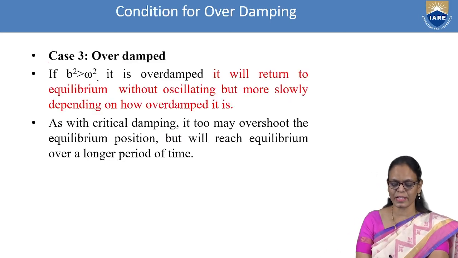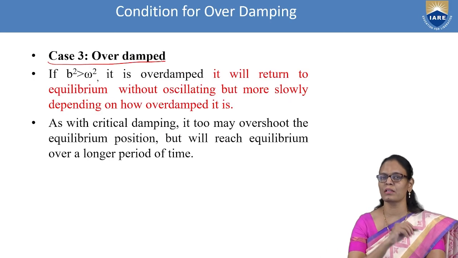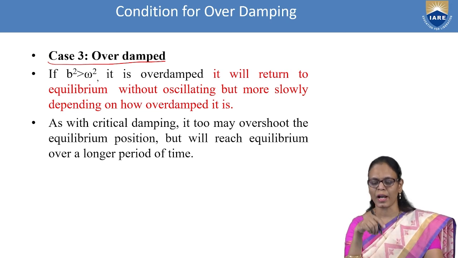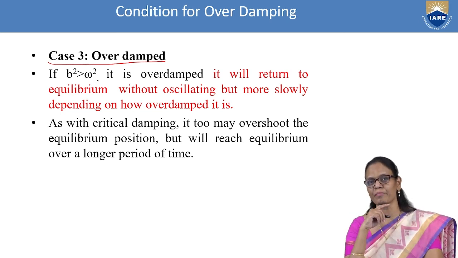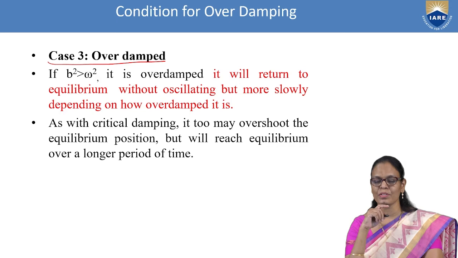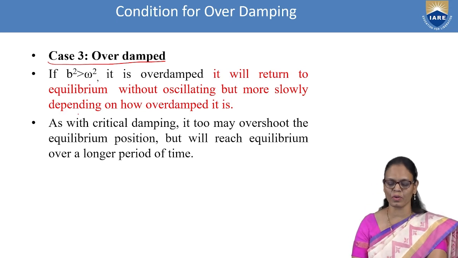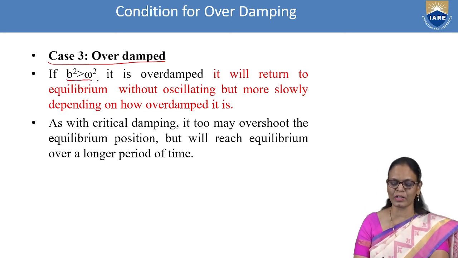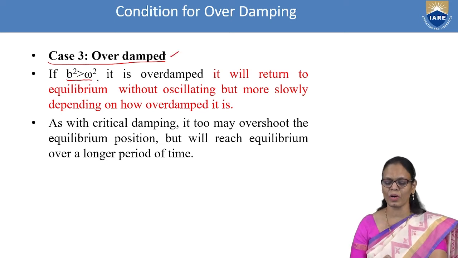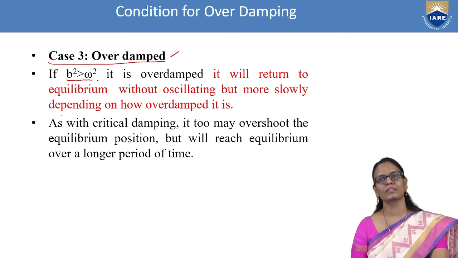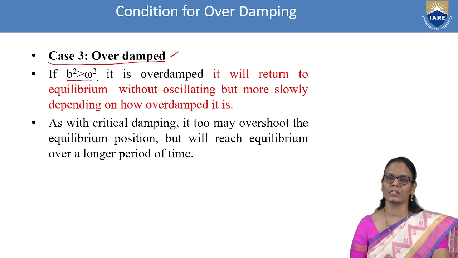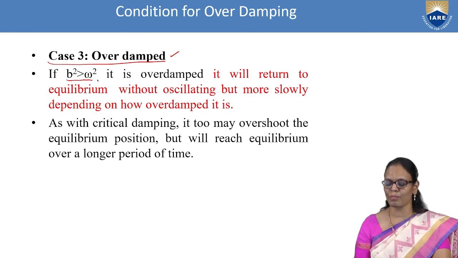Now the third case is overdamped. We have seen underdamped and critically damped, and now overdamped. What is the condition for overdamped? If B square is greater than omega square, then there is overdamping. In overdamping also, there is no oscillation. The system comes to rest or to equilibrium without oscillating, but more slowly.